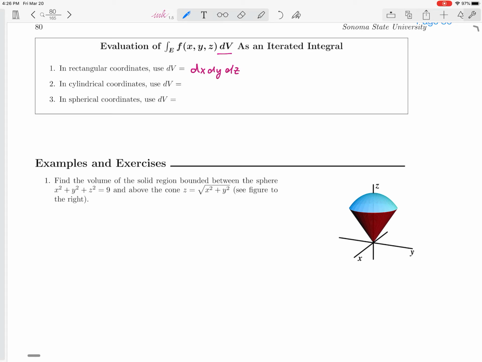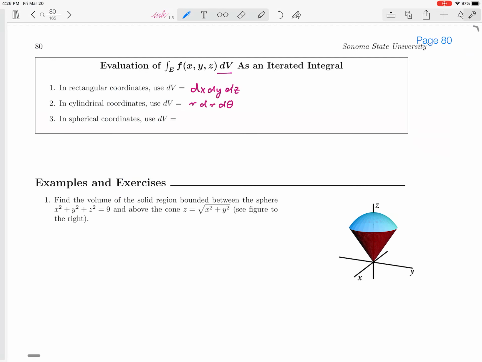In cylindrical coordinates, we remember from polar coordinates that there the dA was r dr d theta, and the z is just z, so we also have dz. So our dV is r dr d theta dz. In spherical coordinates, we get dV is equal to, well, that doesn't look like a nice row. It looks like rho squared sine phi d rho d phi d theta.